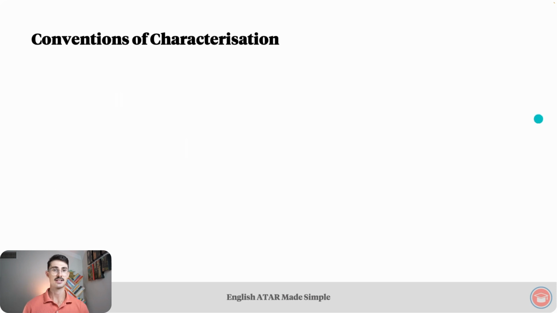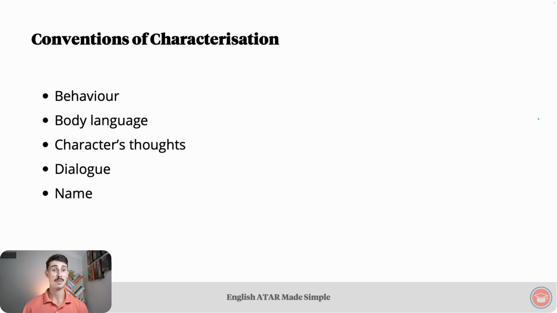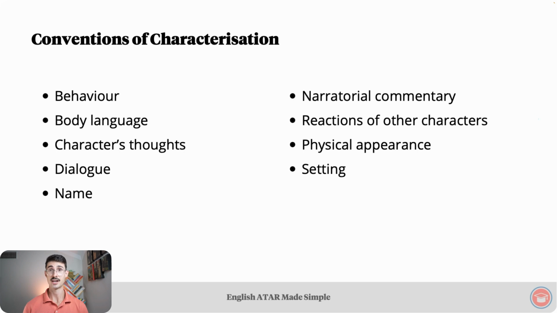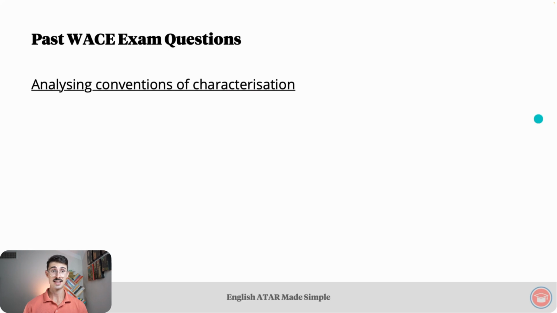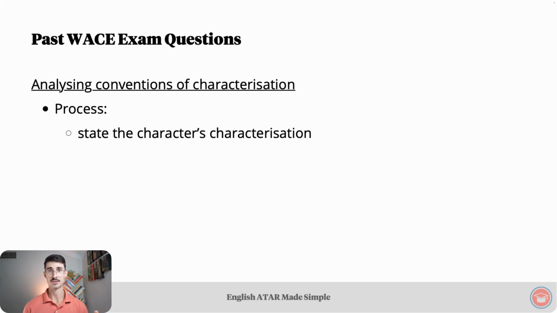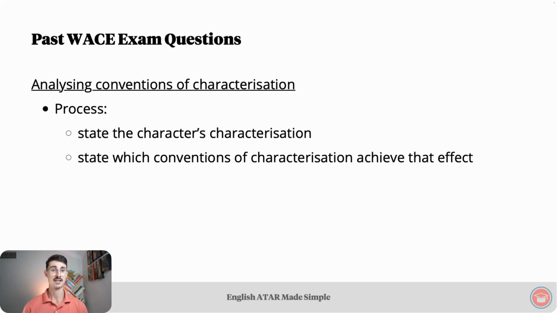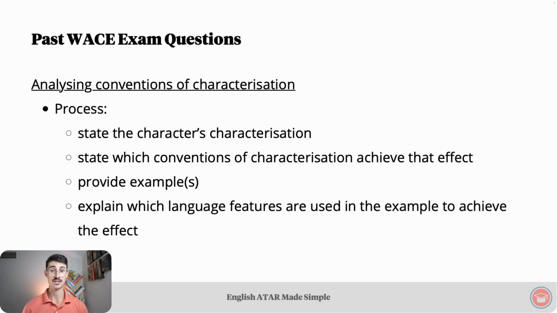Next section of the lesson discussed conventions of characterization, probably the main part of this lesson. Those conventions are behavior, body language, characters' thoughts, dialogue, name, narratorial commentary, reactions of other characters, physical appearance, and setting. Finally, we looked at past WACE exam questions. We saw that when analyzing conventions of characterization, our process is that we should state the character's characterization using one or more adjectives, then state which conventions of characterization achieve that effect, then provide examples, then explain which language features are used in the example or examples to achieve the effect.